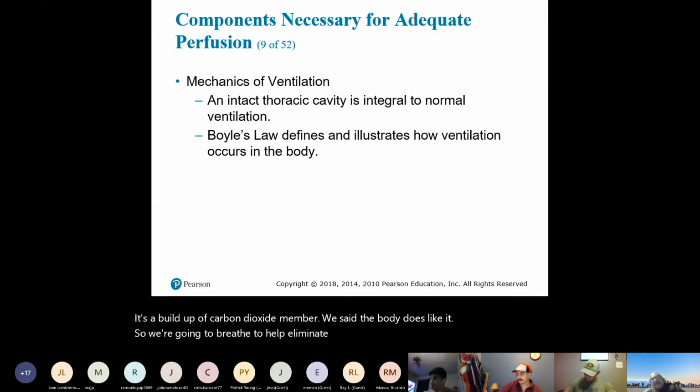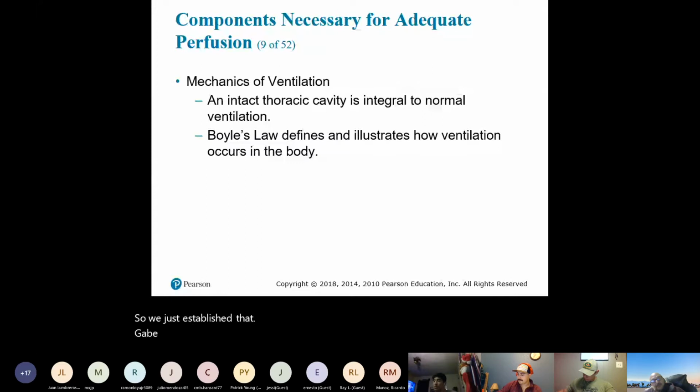So we just established that Gabe's carbon dioxide level is increasing. So what's going to happen to his respiratory rate? Or let me rephrase it. The carbon dioxide level is going up, right? So what's the body going to do?